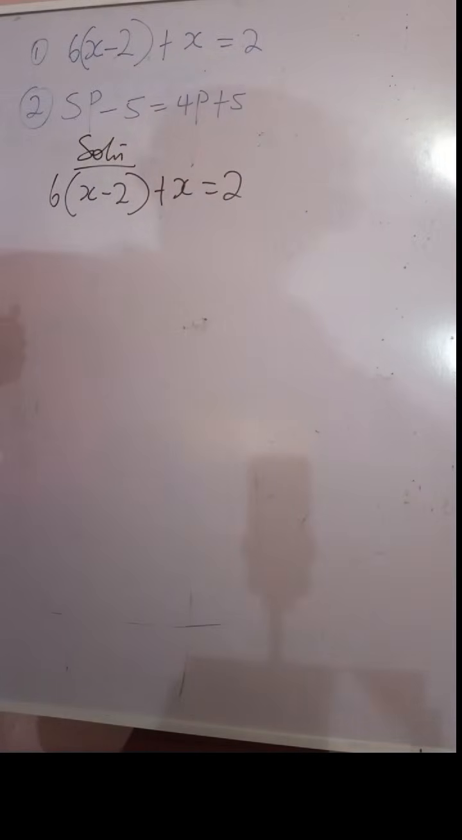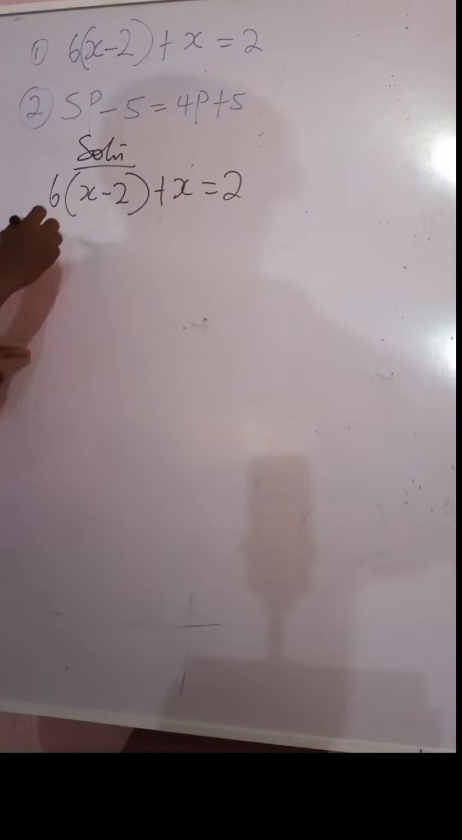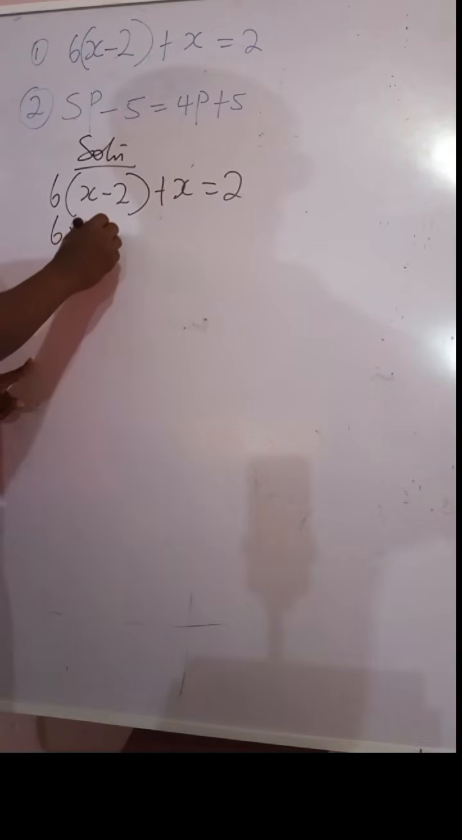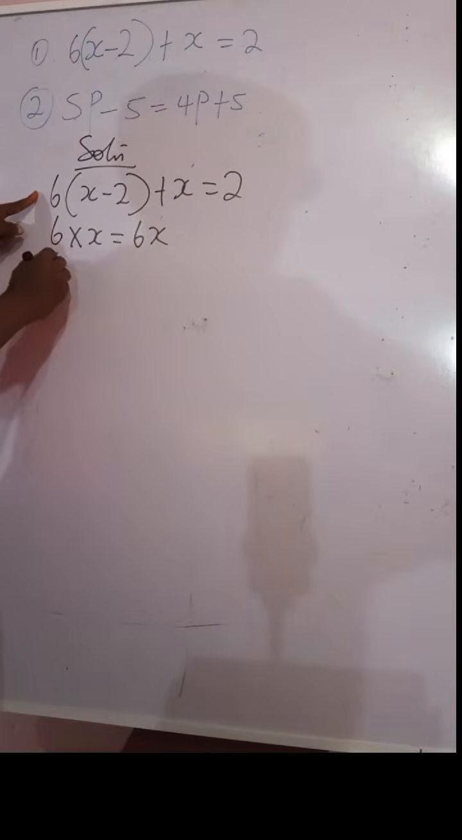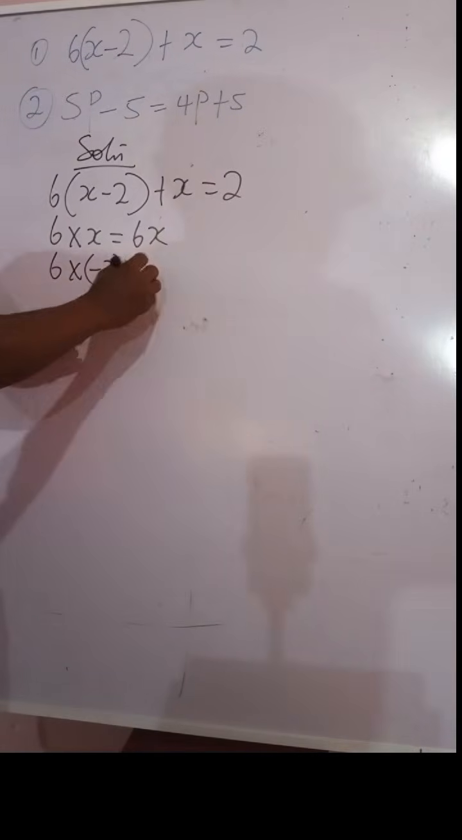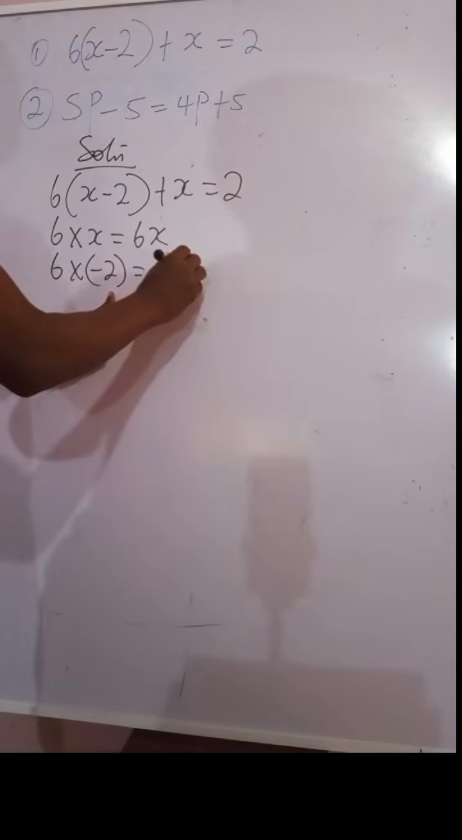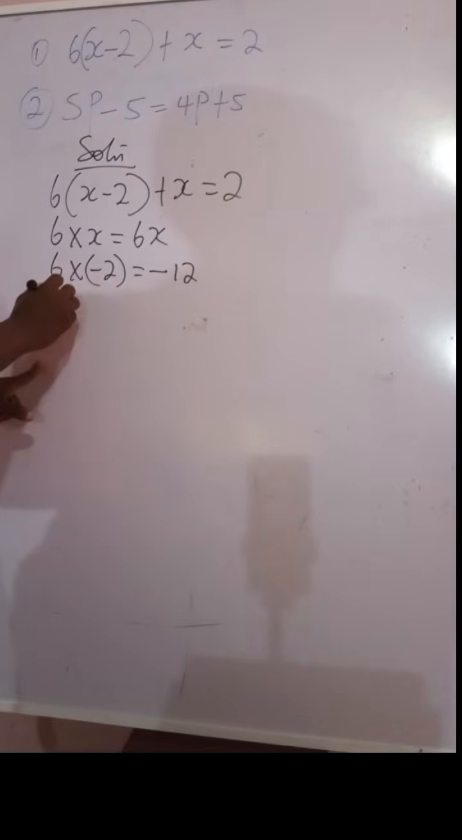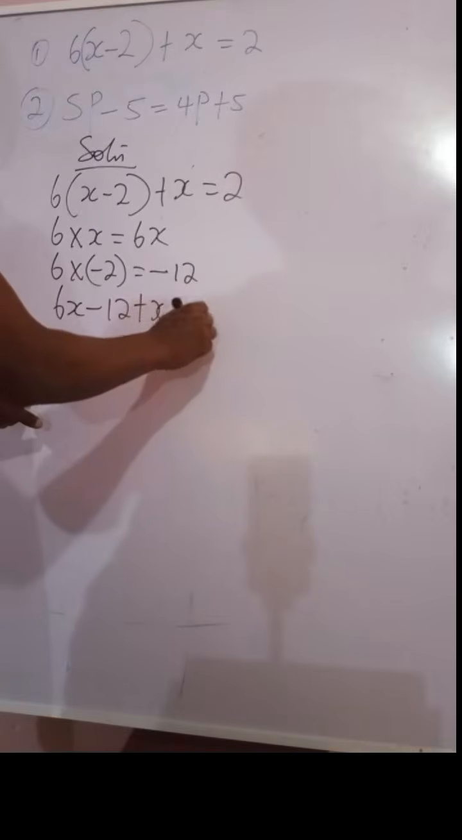So the first thing we are going to do here is to use the number outside to multiply all the expressions we have in the bracket. So the first one we have is 6 times x. 6 times x gives us what? 6x. So the next one is 6 times minus 2, which is equal to, we write our minus here. Since here is minus, we write a minus. 6 times 2 is what? Is 12. So this now gives us 6x - 12 + x = 2.